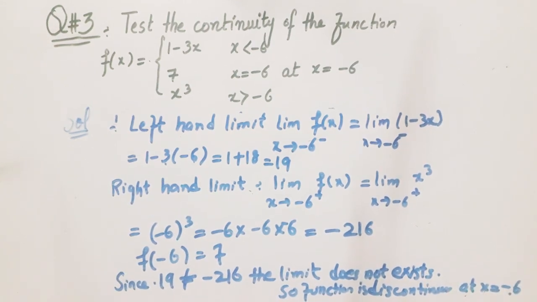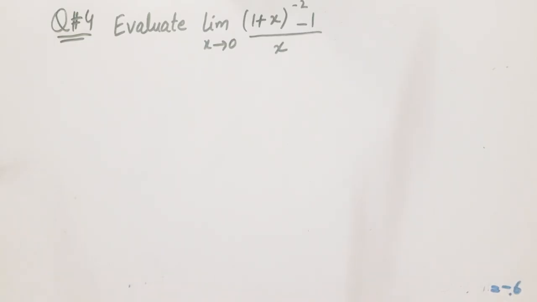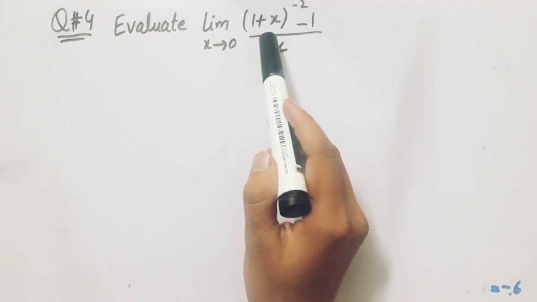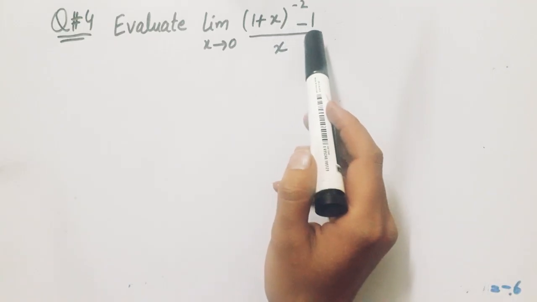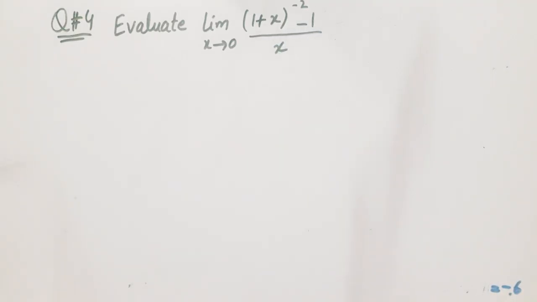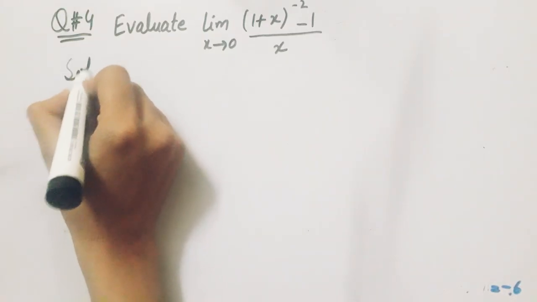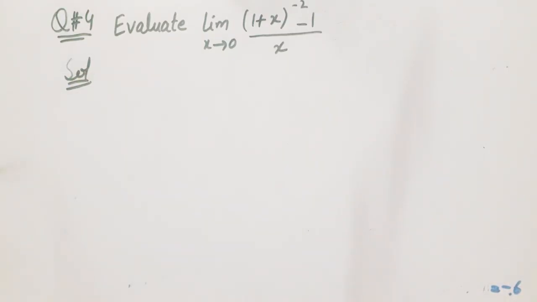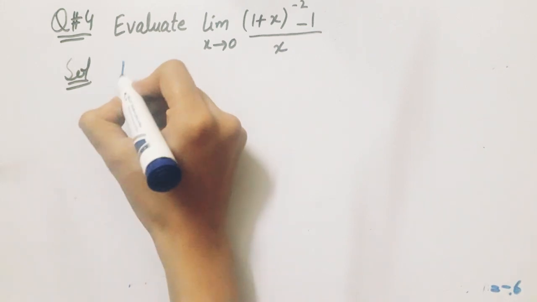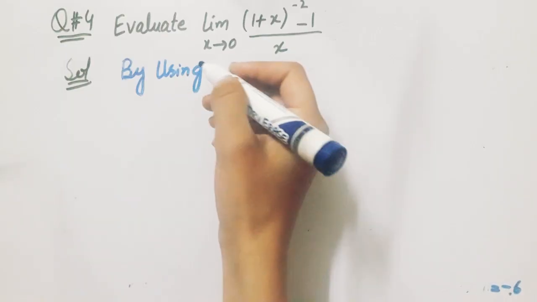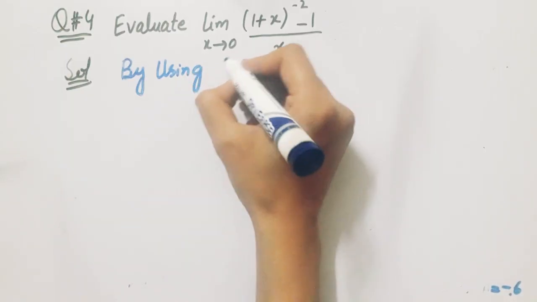Now we will solve question number 4. Question number 4 is: evaluate the limit as x approaches 0 of ((1 + x)^(-2) - 1)/x. So we have to find the limit. For this purpose, we will expand using the binomial approximation. So you will write, by using the binomial approximation.